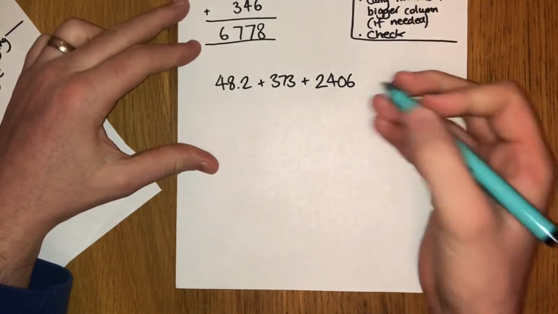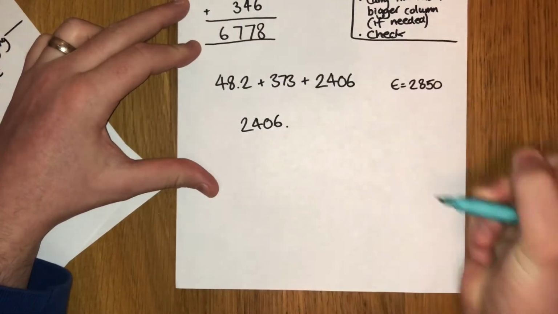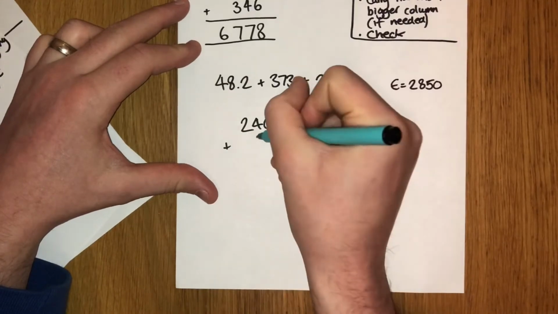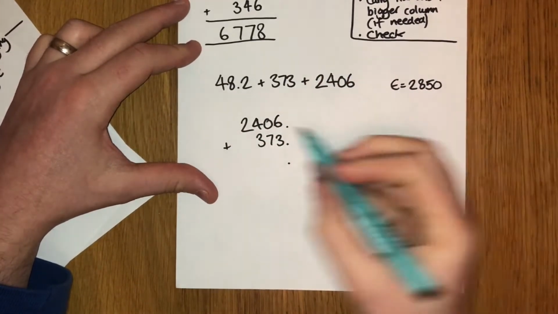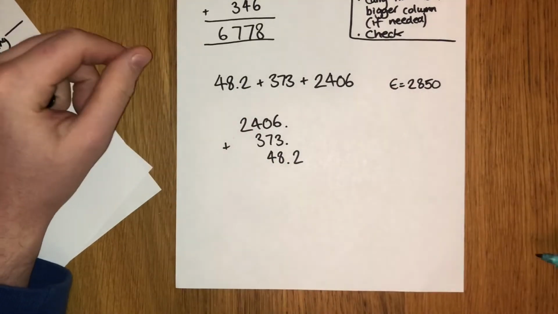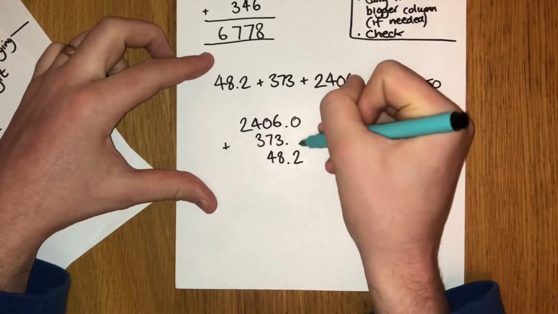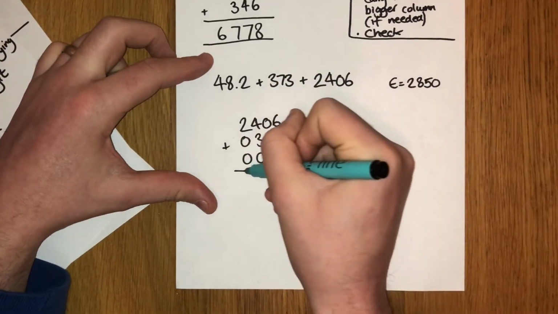Like I said, I always like to start with the biggest, so I'm going to make 2,406, put in my decimal point, add 373, put in my decimal point, and then put my decimal point in first, add 48.2. Now it's all a bit all over the place, so I'm going to put in my zeros as placeholders, just to make it a bit easier as I'm adding them up.